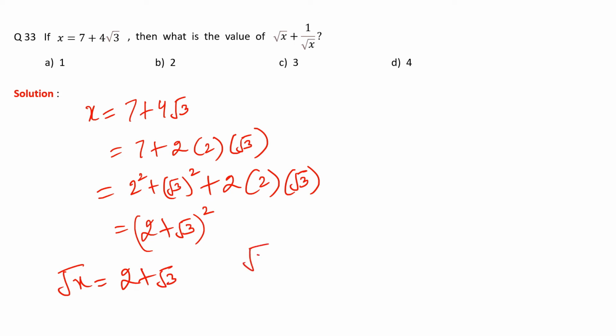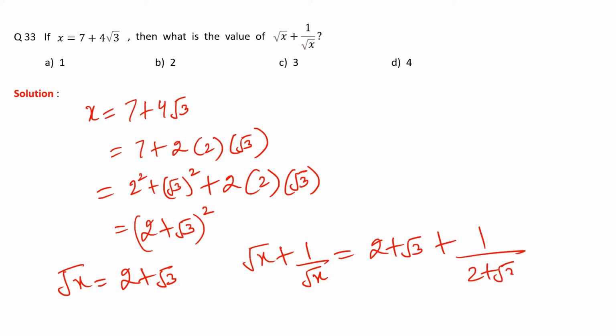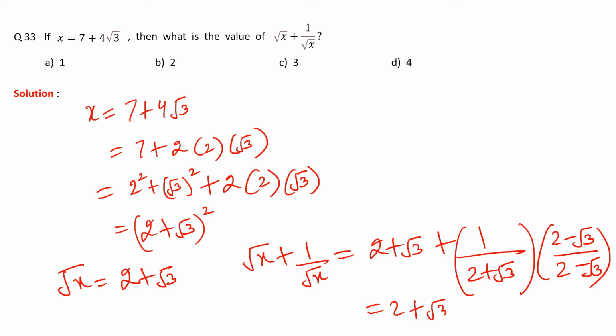And now we can easily calculate the value of square root of x plus 1 upon square root of x. That will come as 2 plus root 3 plus 1 upon 2 plus root 3. Now this part, 1 upon 2 plus root 3, we can rationalize by multiplying it up and down by 2 minus root 3. So now finally it becomes 2 plus root 3 plus this quantity, second term, will become only 2 minus root 3. Why only 2 minus root 3?